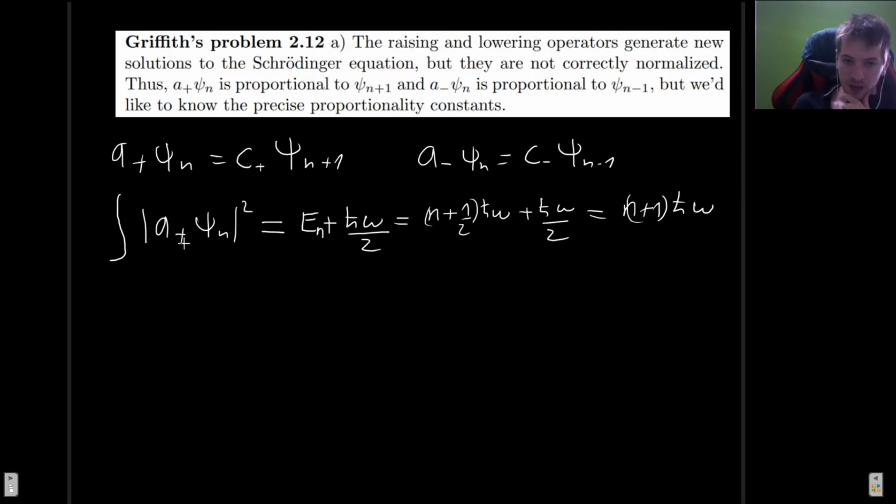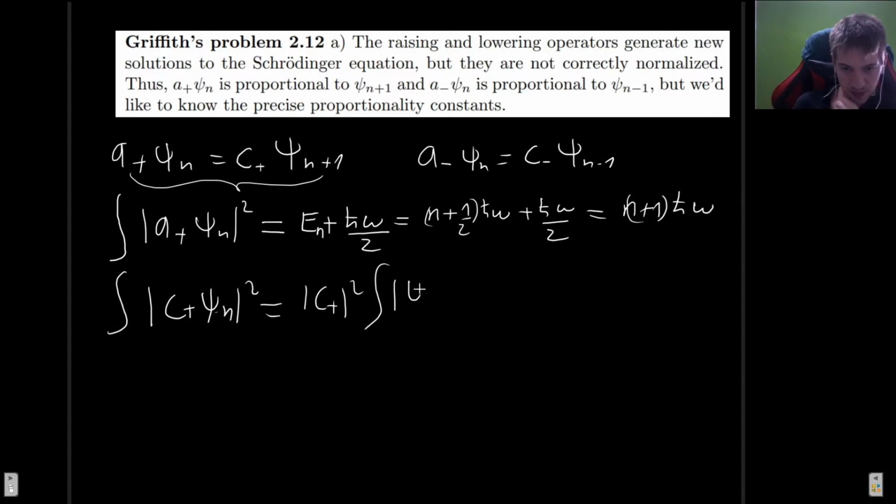But on the other hand, we know that if we let a plus act on psi n, as we saw here, it's going to be c plus times psi n plus 1. So we can now separate this constant, so we get c plus squared times the integral of the absolute value of psi n plus 1 squared dx. But this psi is normalized, because when it was normalized by its normalization constant, it's normalized, so this will just be 1. So we get that this is just c plus squared.